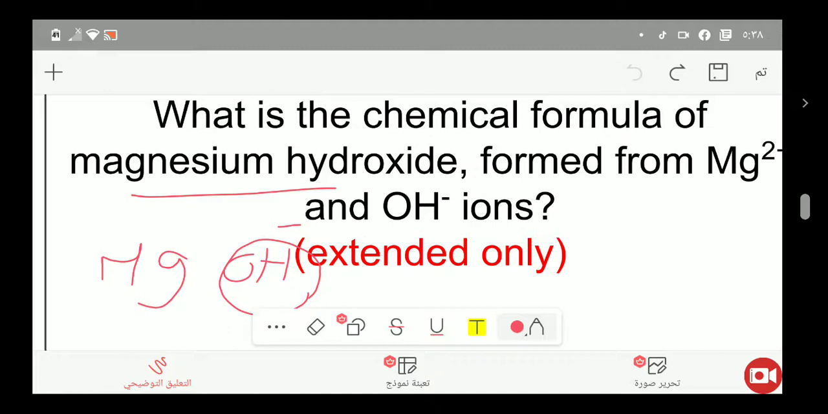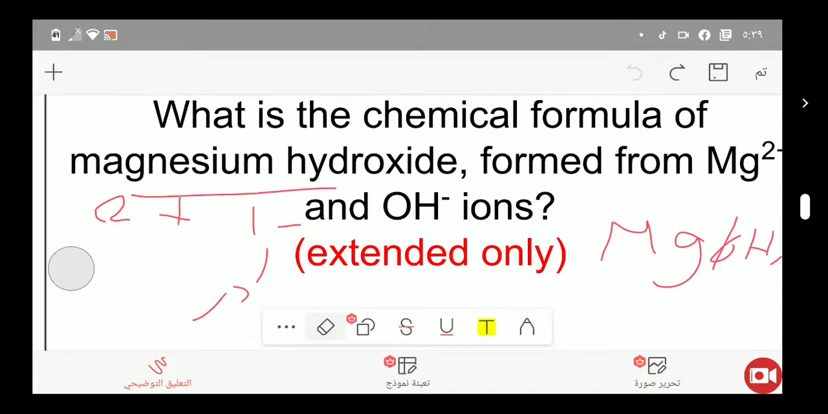As we know, magnesium is a group 2 element, so it has 2 electrons in its outer shell, or its oxidation number is +2. We can say that magnesium has the ability to lose 2 electrons, forming a positive cation, and OH is -1. So by doing cross multiplication, it can be written as Mg(OH)2.